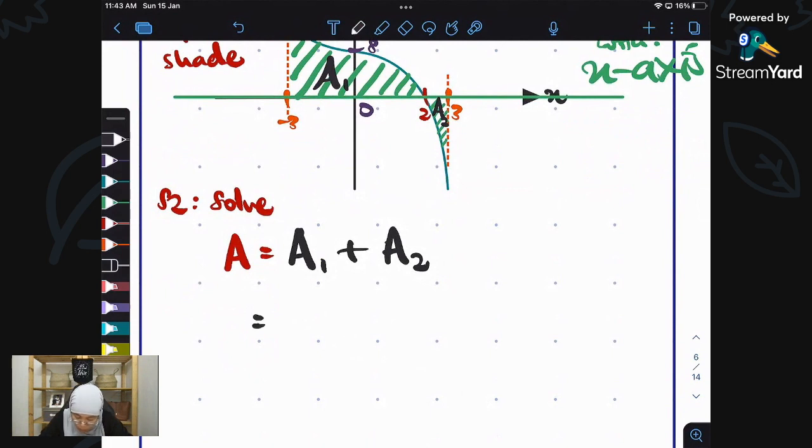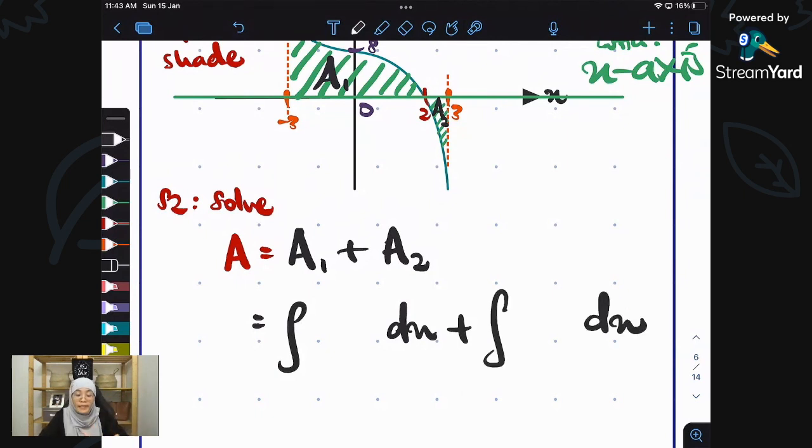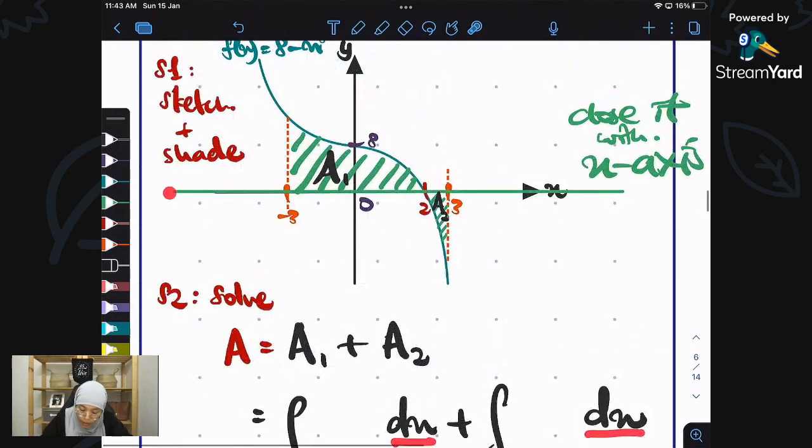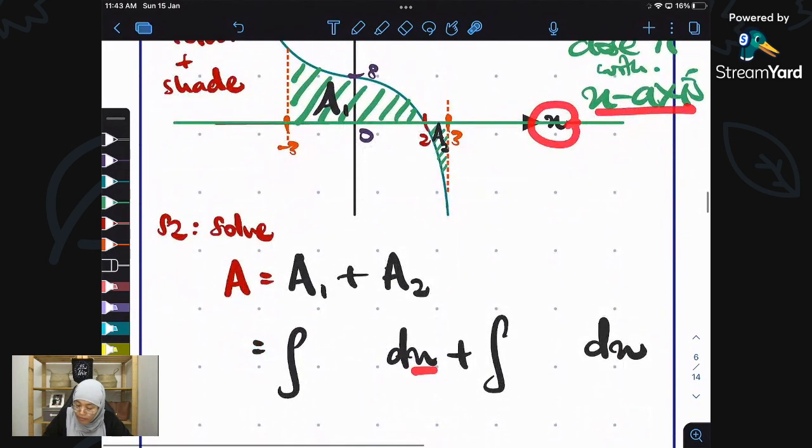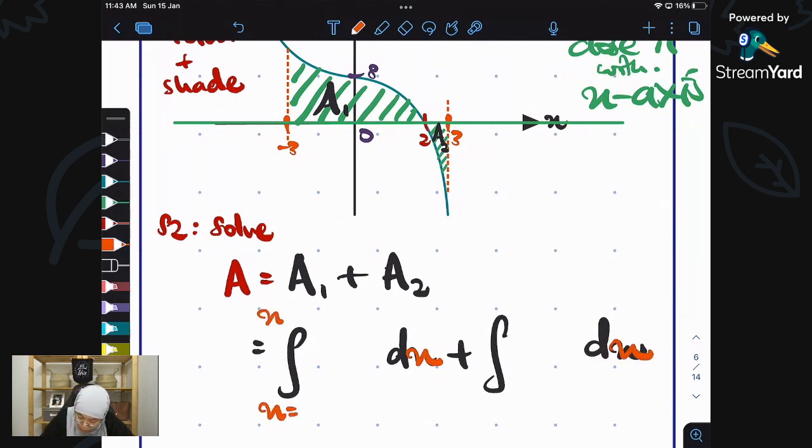So A1 is equal to the integral of, let me write the two integrals here first so that it is easier to explain. So why do I know this is dx? Why am I very confident that this is dx? It is just because we closed it with the x-axis. Therefore, I'm used to it already. I know that when I close it with the x-axis, I will need to use x, dx. And when I know this is x, my limits will also be x.